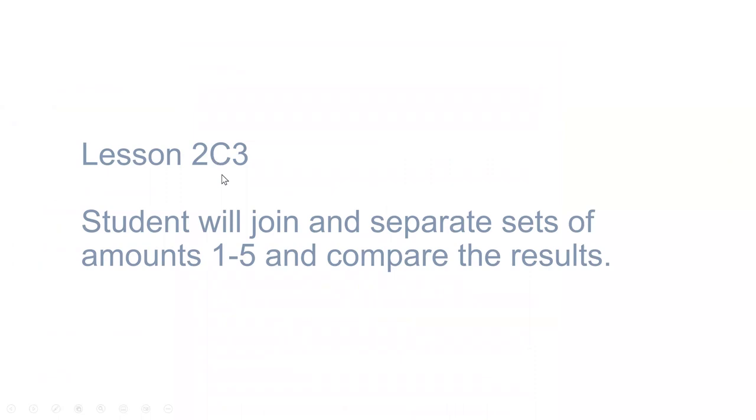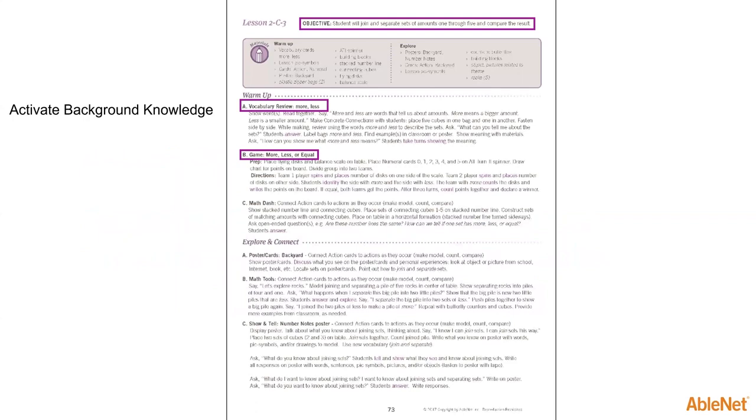Let me back up a second. Here we go. We are moving on to a different lesson here, and this is lesson 2C3. The student will join and separate sets of amounts 1 through 5 and compare the results. Just going to walk quickly through a lesson so you get a feel for what is here. On the very first page, we begin with warm-up and activating background knowledge by reviewing vocabulary from a previous lesson, which happens to be more and less, and also a game from a previous lesson.